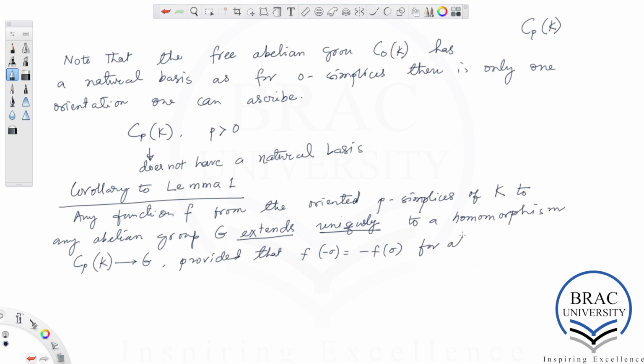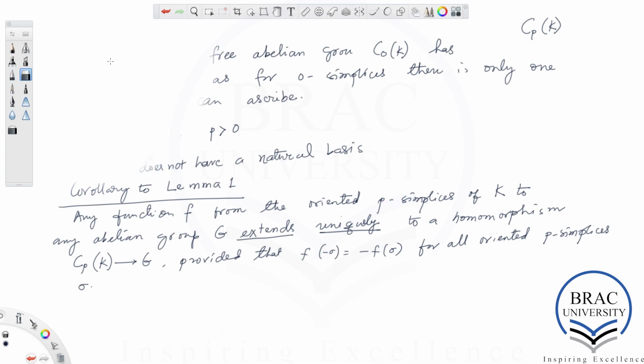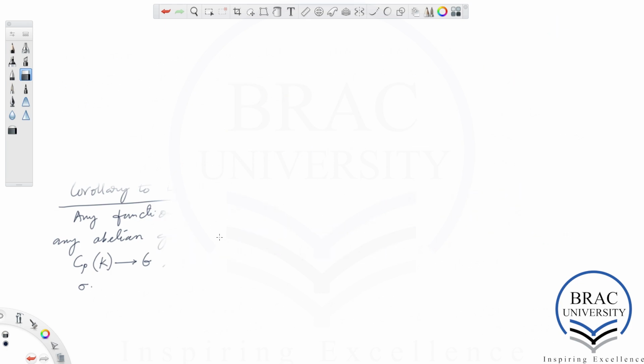For all oriented p-simplices sigma. So the corollary above is a consequence of Lemma 1 together with the universal property of free abelian groups. Okay, what is the universal property of a free abelian group?